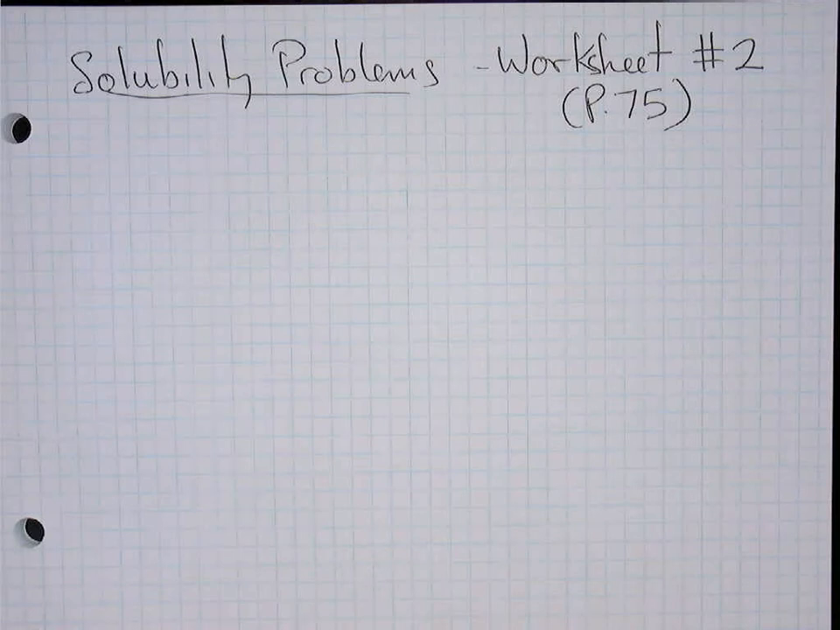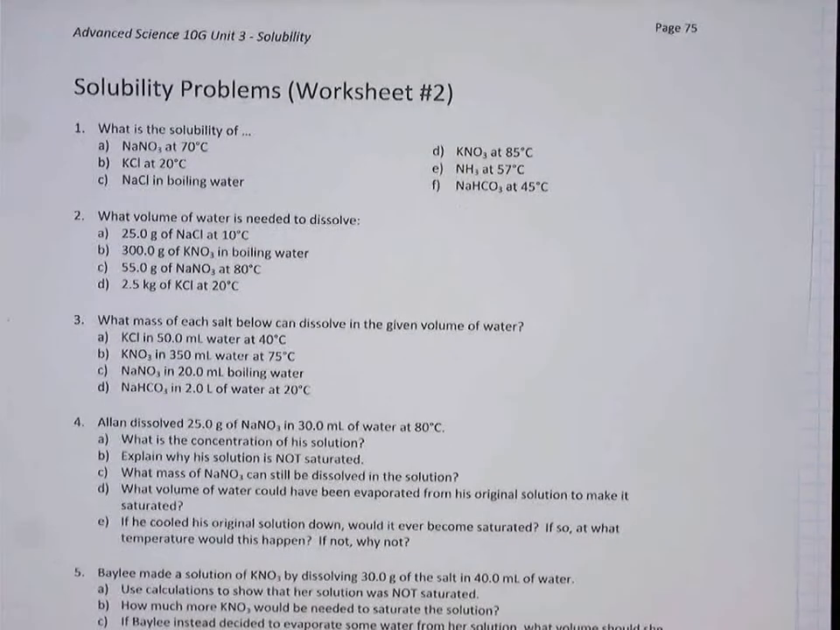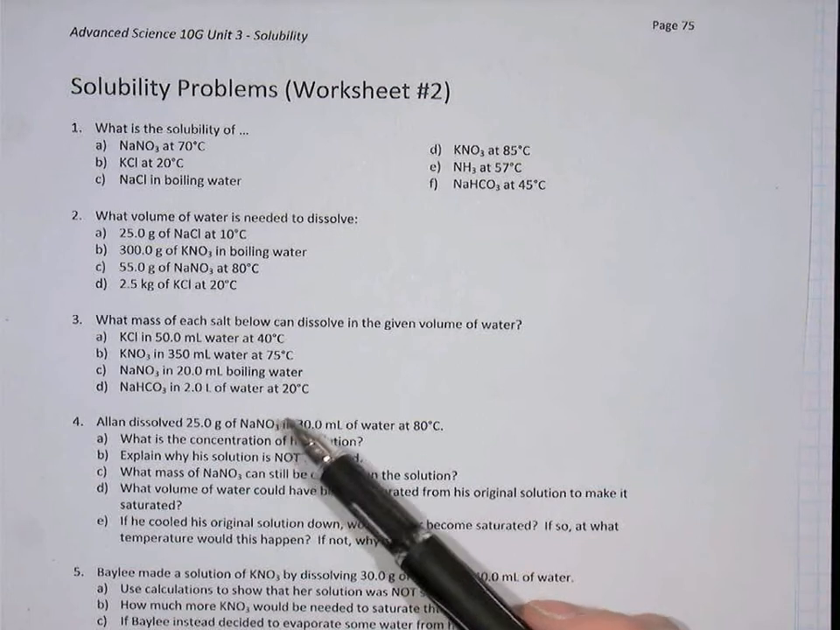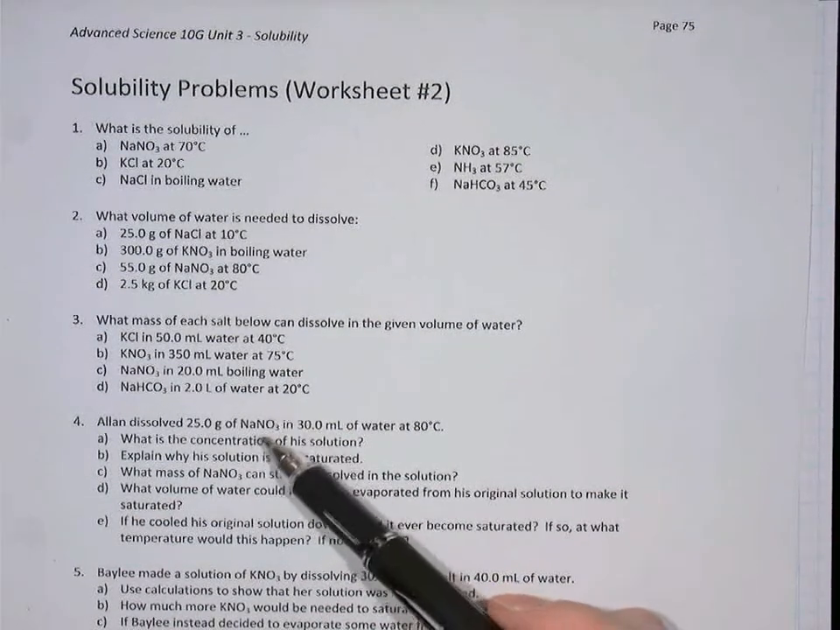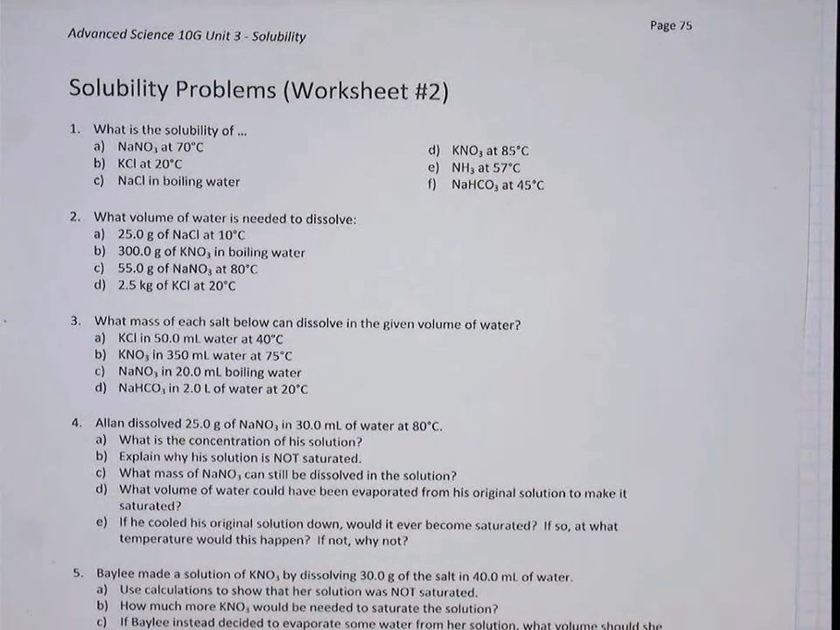Alright, in this video we're going to take a look at how to solve some higher level problems. This is worksheet number 2 for solubility in the advanced grade 9 science course. We're looking at page 75 in our booklets, and the worksheet number 2 starts off, the first 3 questions are simply a review of things that we've already done. So I'll do just one part of each of those questions, and then we'll jump into question number 4, which is a little bit different today.